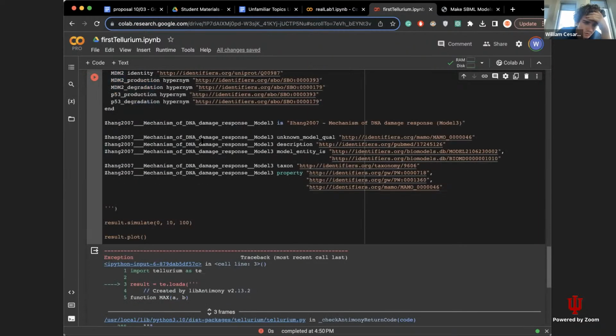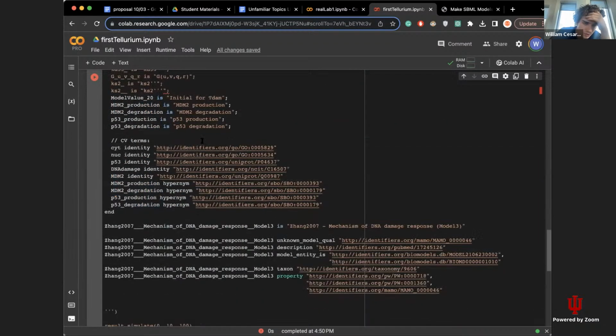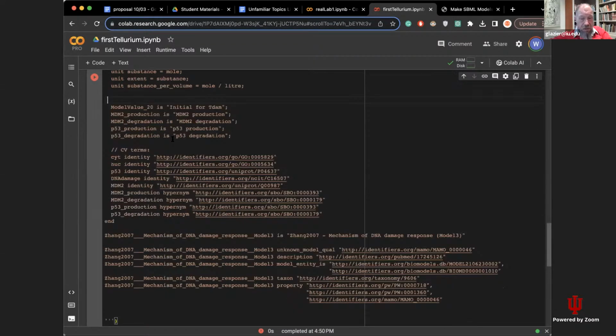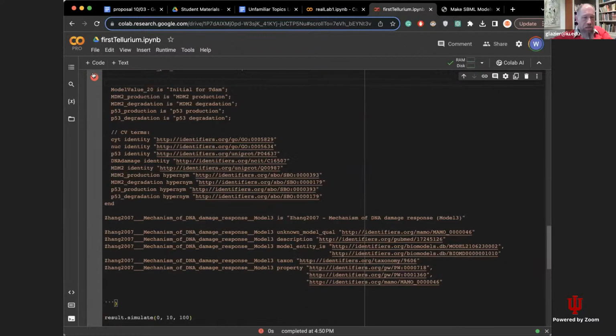It's not the triple quotes. It's thinking that the triple quotes are here, but they're not. And I think that's what is messing it up. KS2__ is K. Do we even need this? These are just display names. Does it really matter? I think if you got rid of the display names, you'd probably fix it. Yeah, I don't think we need that. So basically what's happened here is that there's something that's a variable name in the SBML that is a reserved word in Antimony. Okay.